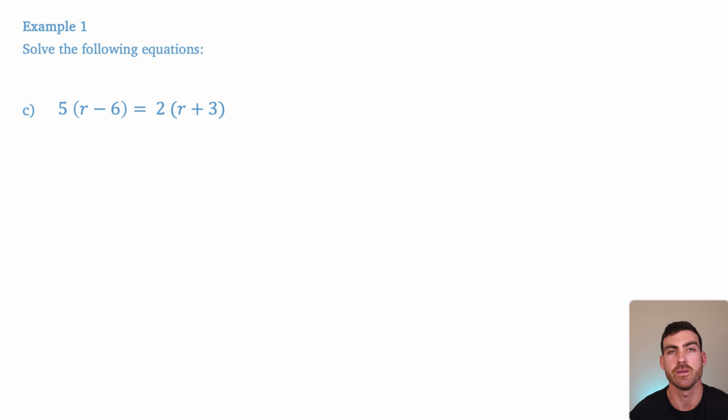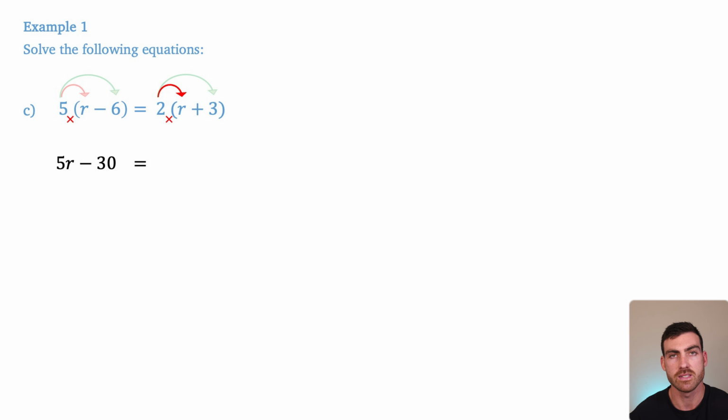In example C, start by expanding both brackets one at a time. The first set of brackets, we multiply the 5 by each term in the brackets. 5 times r equals 5r. 5 times a negative 6 equals negative 30.